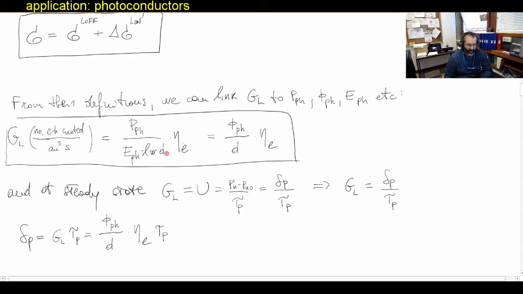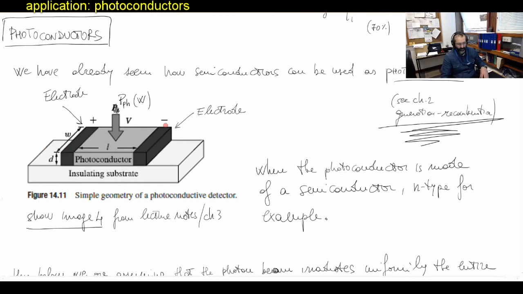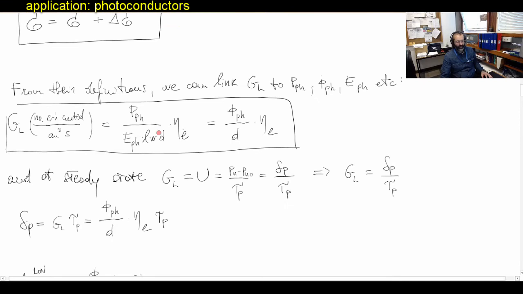Remember that what we are using here is the relation between the photon flux and the power of the beam. Go back to where we defined it. But in few words, as you can see, LW has disappeared because LW is the area interested by the beam that is hitting the surface of the semiconductor, L by W. So this area is the area interested by the beam, and that's why it disappears when we go from using P_ph to the photon flux. So now we found GL expressed in terms of all the other interesting quantities related to the beam.